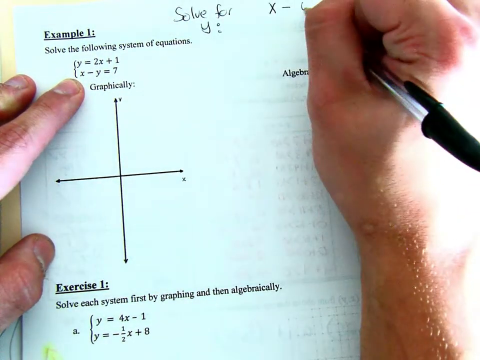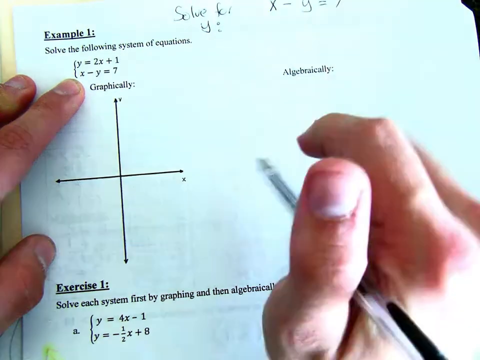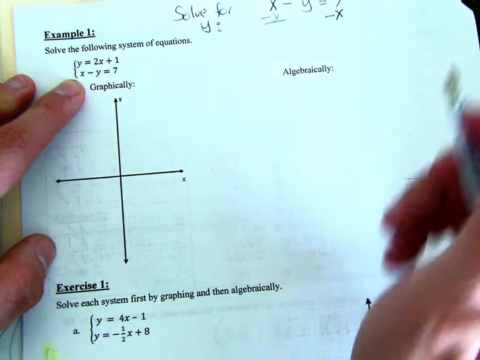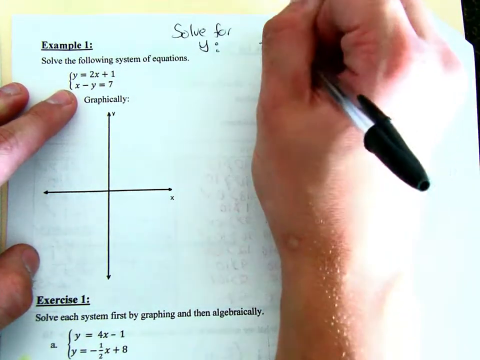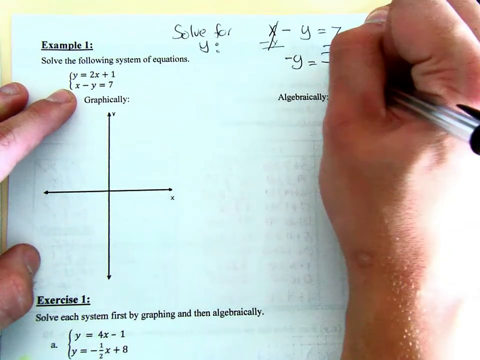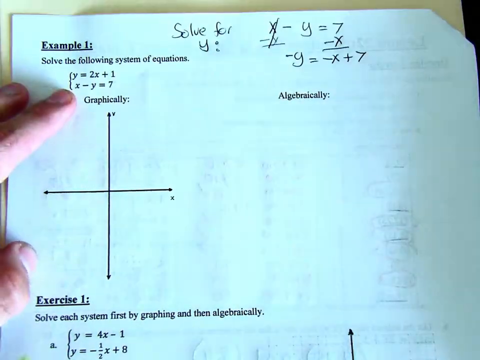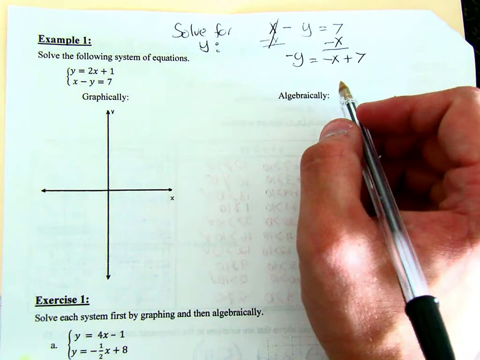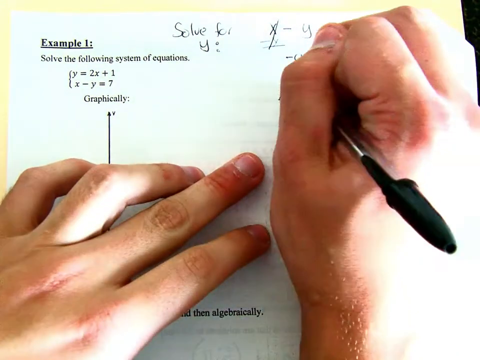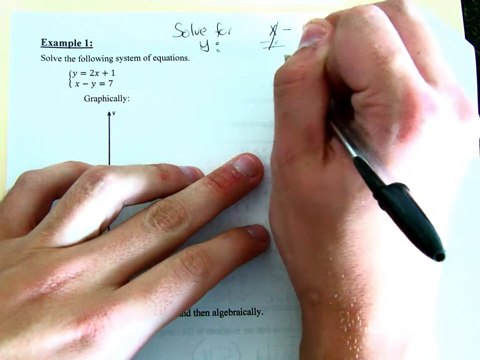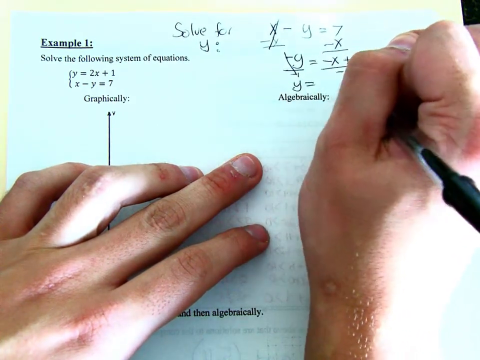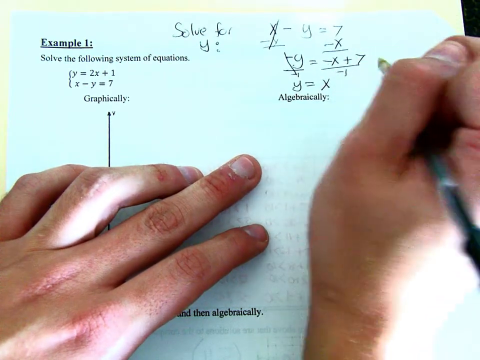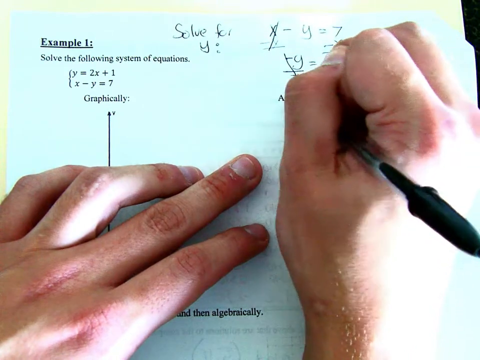So if I start with x minus y is equal to 7, and I want to solve for y, I'm going to subtract x, and I'm going to get that negative y is equal to negative x plus 7. And then, if I have negative y and I want to get y, I'm going to divide by negative 1 on both sides. So I get y is equal to negative x divided by negative 1, which is a positive x. Plus 7 divided by a negative 1 is going to be a minus 7.